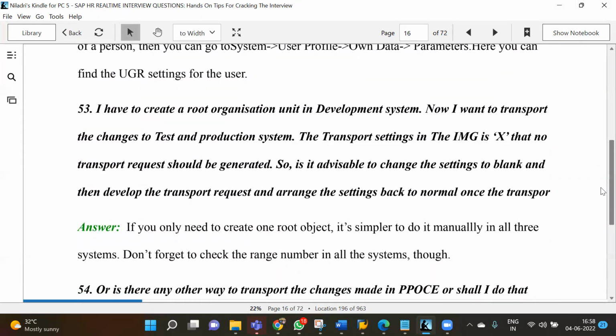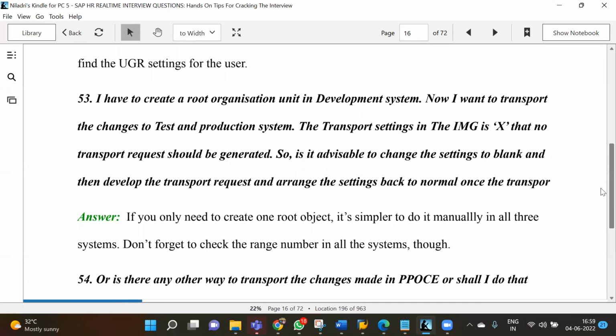Then I had to create a root organization unit in the development system. Now I want to transport the changes to the test and production systems. Then is no transfer data to be generated? So how are they asking? Basically, if you only need to create one root object, it is simpler to do it manually in all systems. You don't have to check the range number in all the systems. These are all interesting questions.